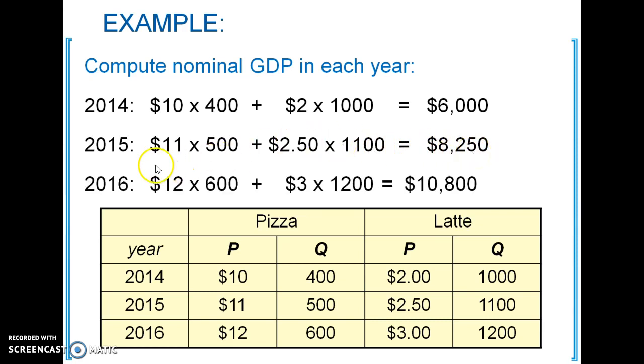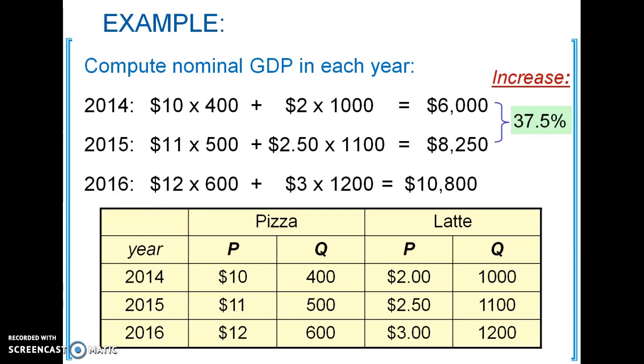And you could do the same thing for 2016, using 2016 prices and 2016 quantity. The main problem here is a 2014 dollar is not the same as a 2015 dollar, and it's not the same as a 2016 dollar. So even though these are called dollars for every single year, they're really not apples to apples. Because there's inflation, a dollar from the past is not the same as a dollar today. So a dollar from 2014 is not the same as a dollar from 2015 or 2016. So you cannot directly compare these.